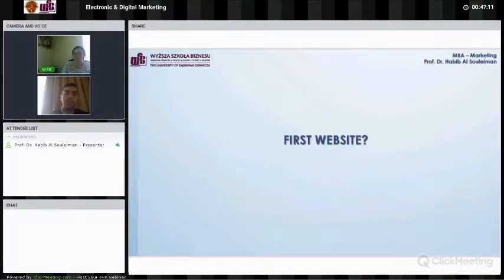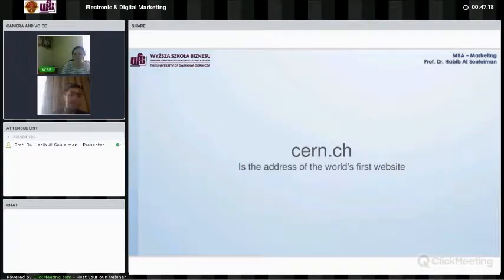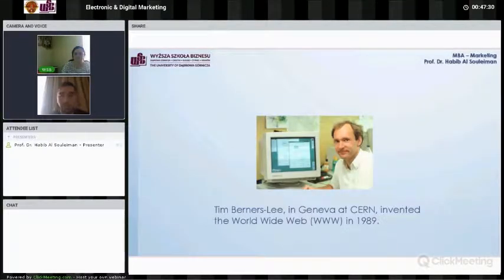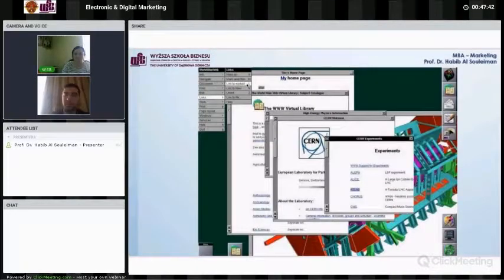The first website ever created is about 25 years old. The address of the first website is cern.ch. It's a Swiss website, where I'm from. The website was created by CERN, which is an institute of technology in Geneva. In 1989 they started the idea, but they were done only after a couple of years. This is how the first website looked.